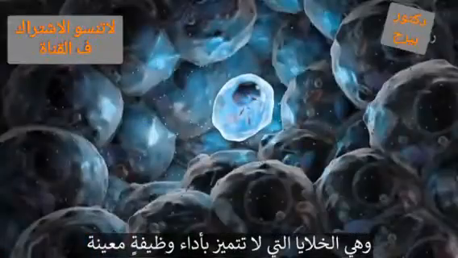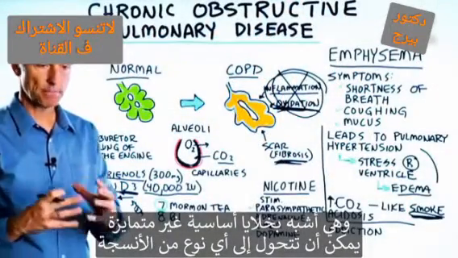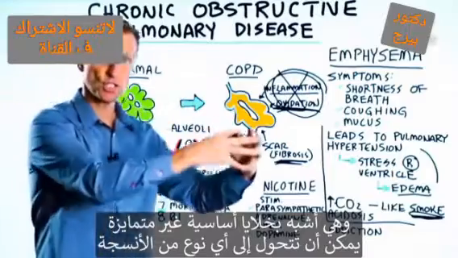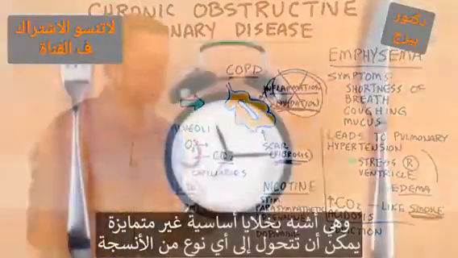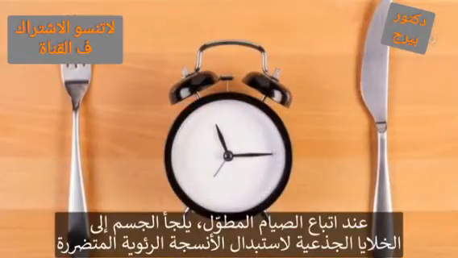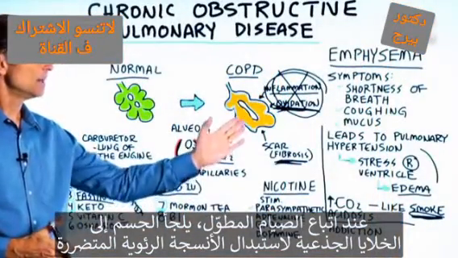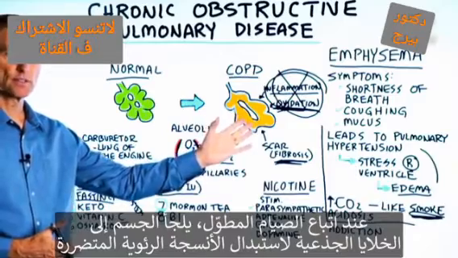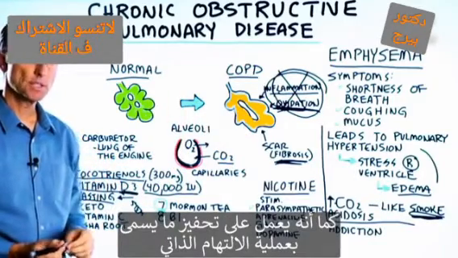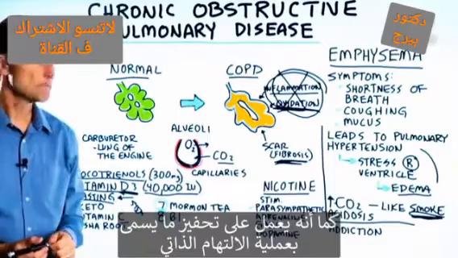Stem cells are cells that don't have a purpose yet. They're undifferentiated cells. They're kind of like basic cells that can turn into tissue, like any different type of tissue. So when you do prolonged fasting, your body will use these stem cells to replace the damaged tissue of your lungs. But not only that, it's going to stimulate something called autophagy.